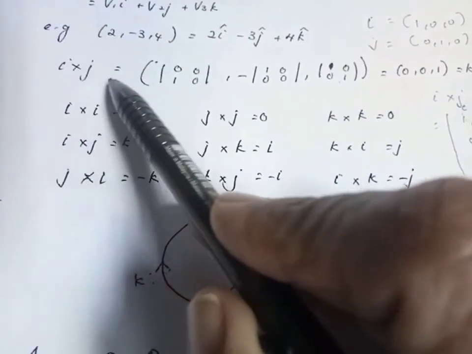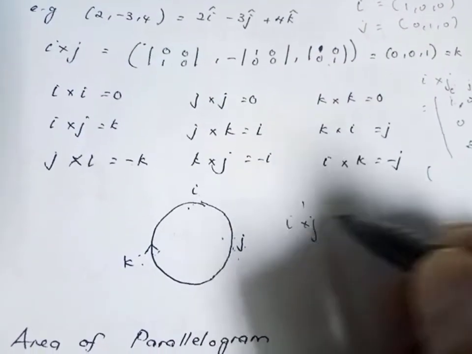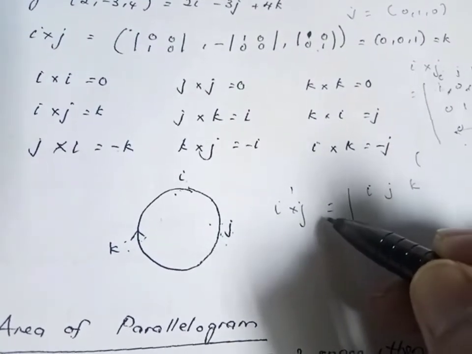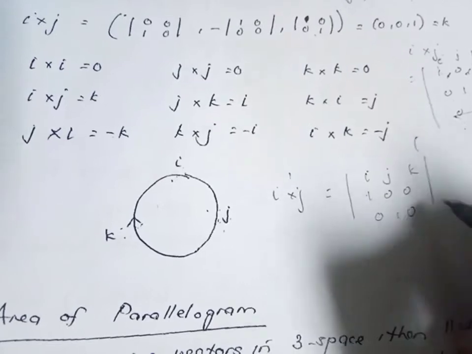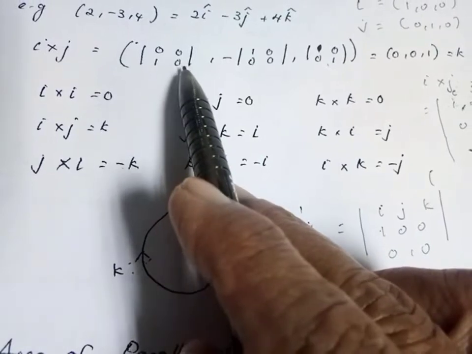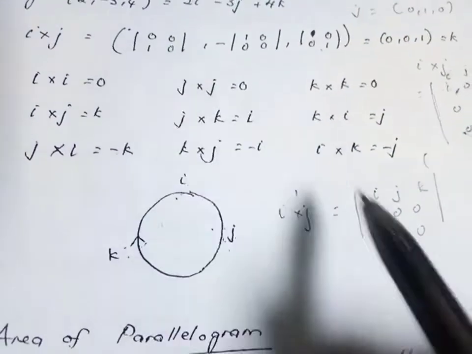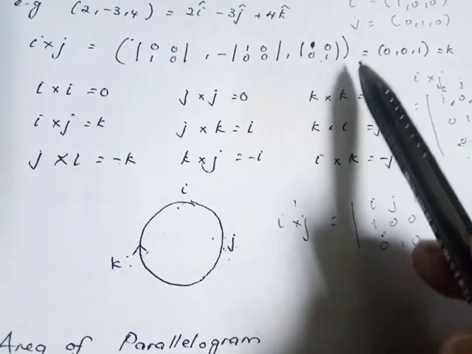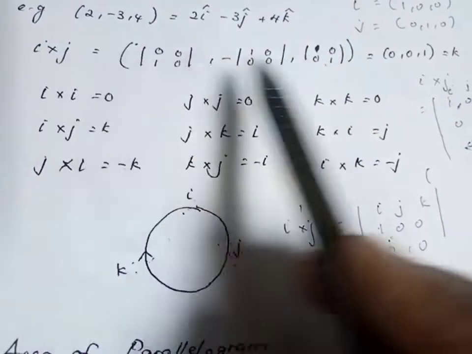Okay, so i cross product j is obtained from i, j, k, and the first row, component i, is 1, 0, 0, and component j is 0, 1, 0. Okay, so to find i cross product j, we got this one, and then finally solve this one using the determinant. So we have 0, 0, 1, that is k. So i cross product j equals k.